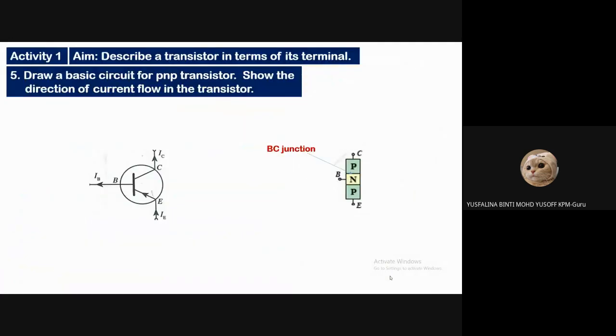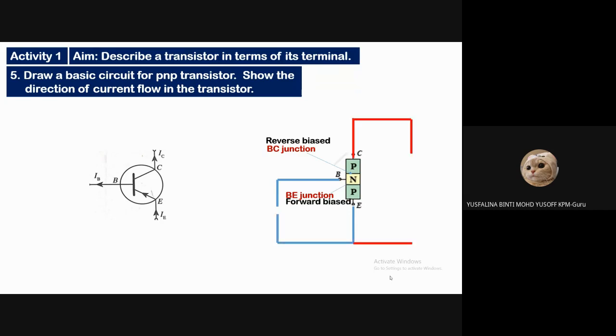Okay, describe a transistor in terms of its terminal. Draw a basic circuit for a PNP transistor. Before this we learned about NPN, now we are looking at PNP. So how do we set up the circuit for the PNP transistor? Okay, so this is the circuit.